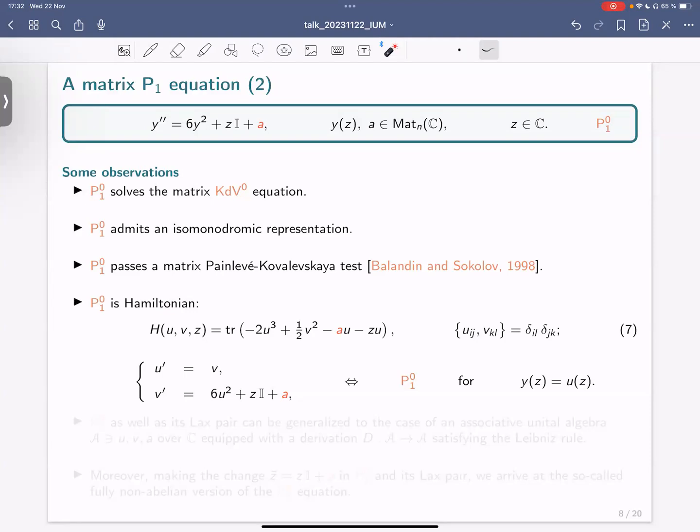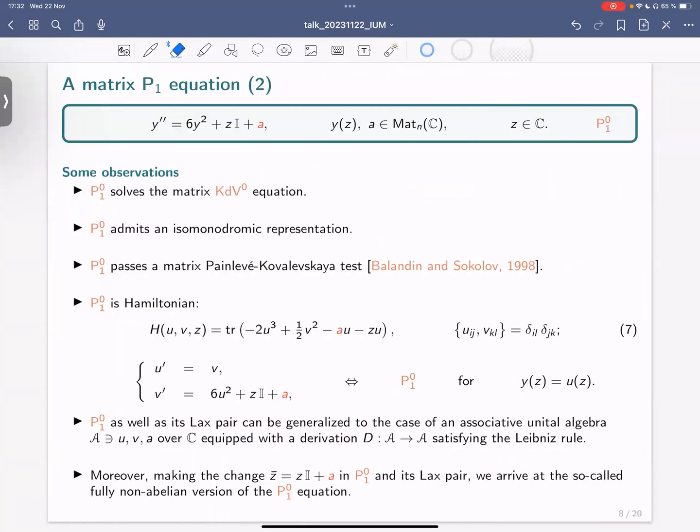Well, but instead of the matrix algebra, we can consider an arbitrary algebra. Namely, we can consider an associative unital algebra A that contains variables U and V and our constant matrix A. It's also a non-Abelian parameter over the complex numbers. And since we would like to generalize matrix systems of ordinary equations to the non-Abelian case, we will equip this algebra with a derivation that satisfies the Leibniz rule.